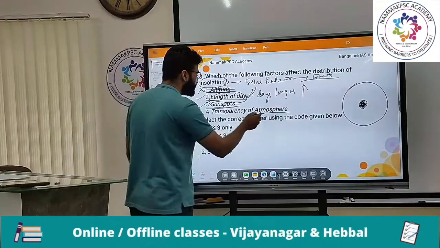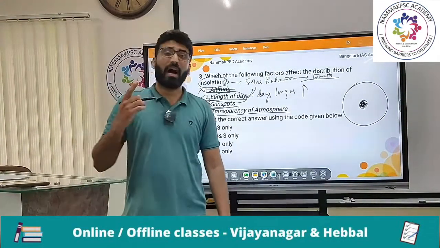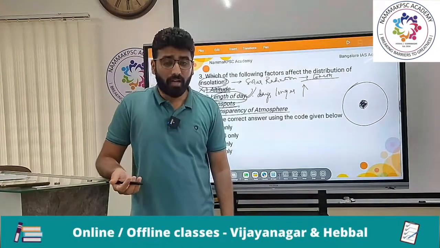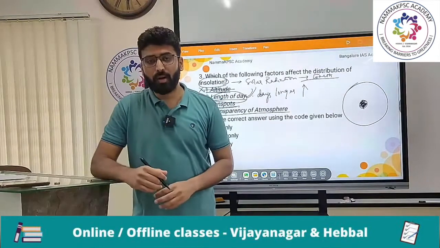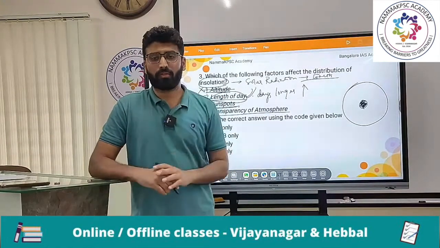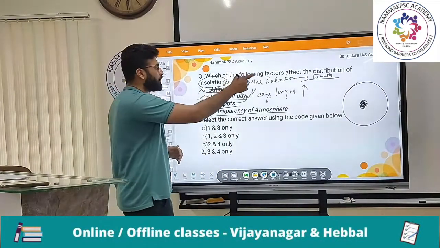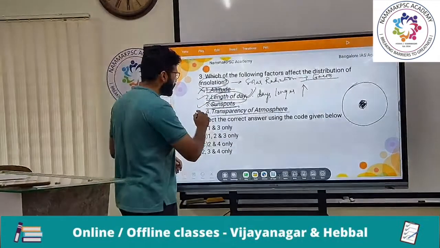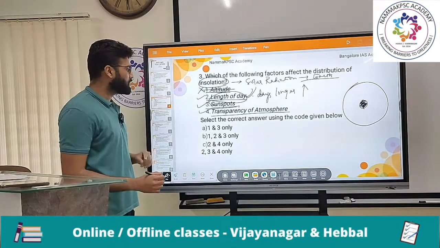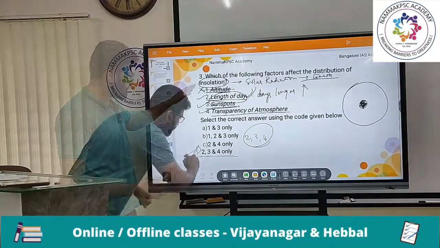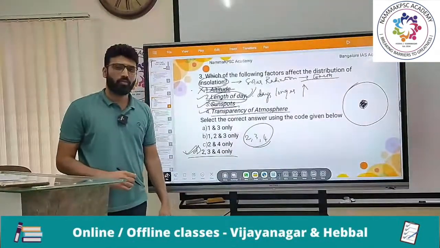Finally, we have transparency of atmosphere. If it is very cloudy, or highly polluted, or if you have a cyclone, or a volcanic eruption and the sky is covered by dust particles and soot particles, it will cut off the sunlight. Therefore, transparency of the atmosphere also affects the amount of insolation received by us on Earth. Therefore, not altitude, only length of day, sunspots, and transparency of atmosphere affect insolation. Option D, 2, 3, and 4.